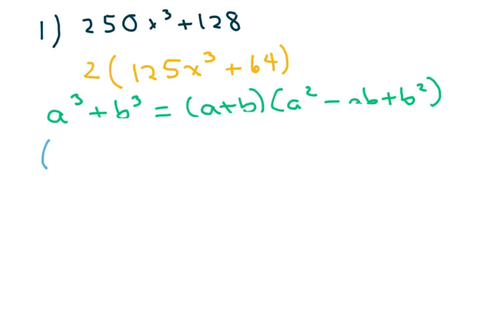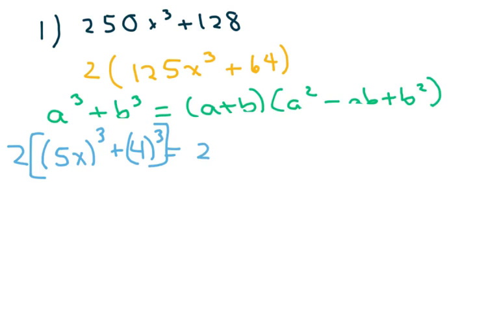My A is 5, because 5 cubed, well, it's actually not 5, it's 5x. So that's 5x cubed. And my B is 4, because 4 cubed is 64. And don't forget, we have this 2 out here. So put your 2 there, and your A is 5x, and your B is 4. So just plug it in. You have 5x plus 4.